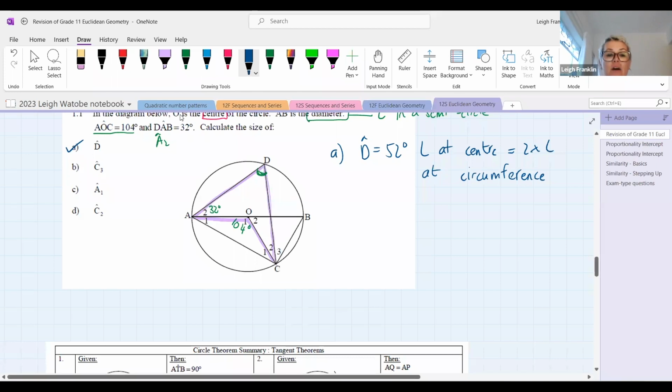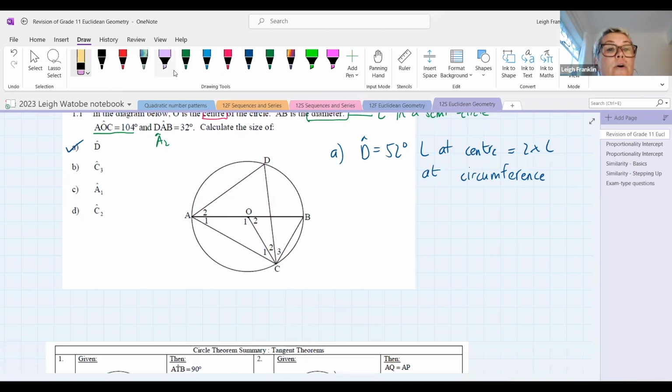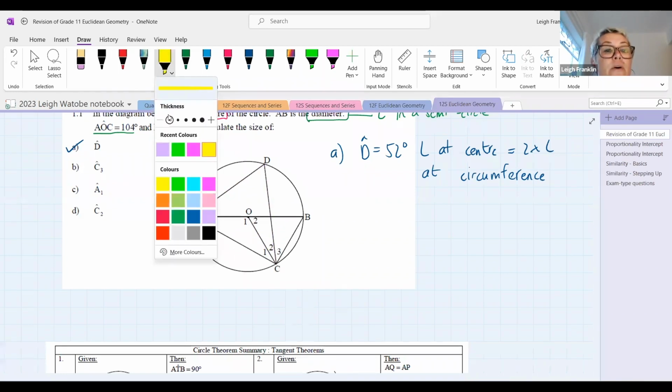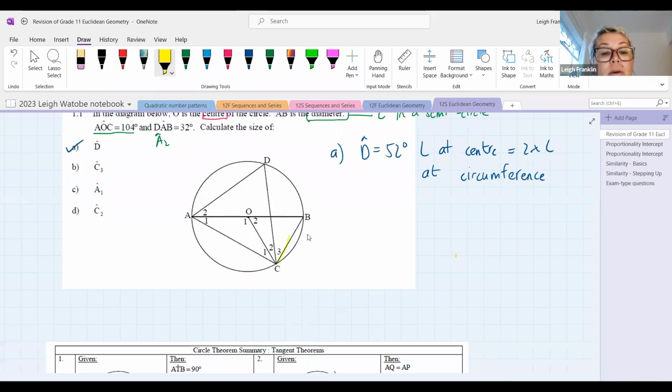So they want us to calculate the size of C3. Okay, so we know that D is equal to 52. Now they want C3, which is this angle over here. Now again, if I get rid of the purple and I use my highlighter, let's make this yellow. All right, have a look here. There is C3. Look at this. Here is a bow tie.